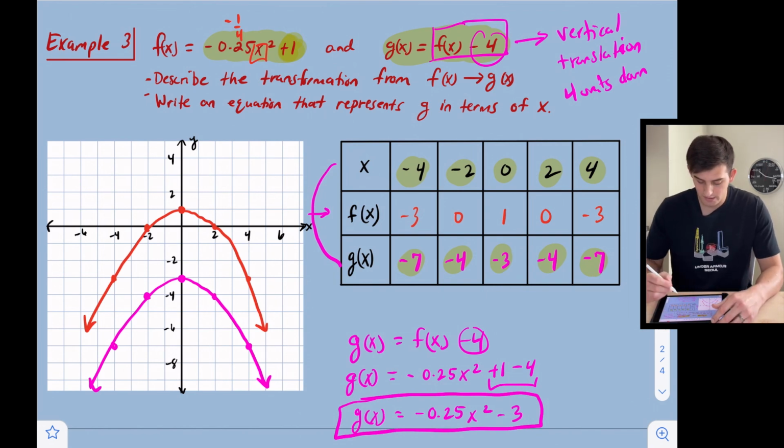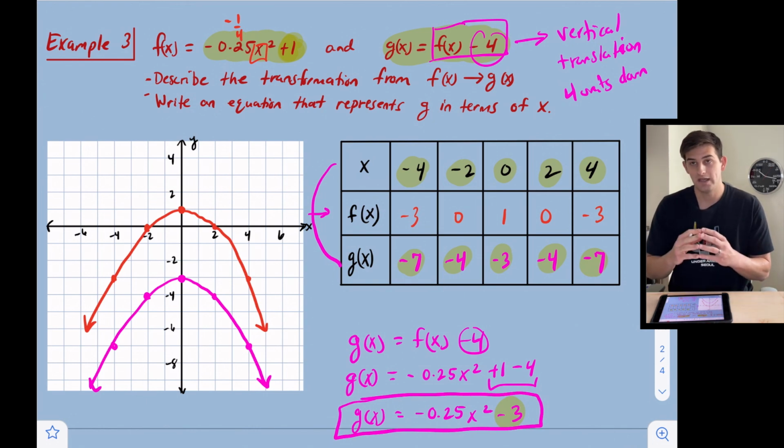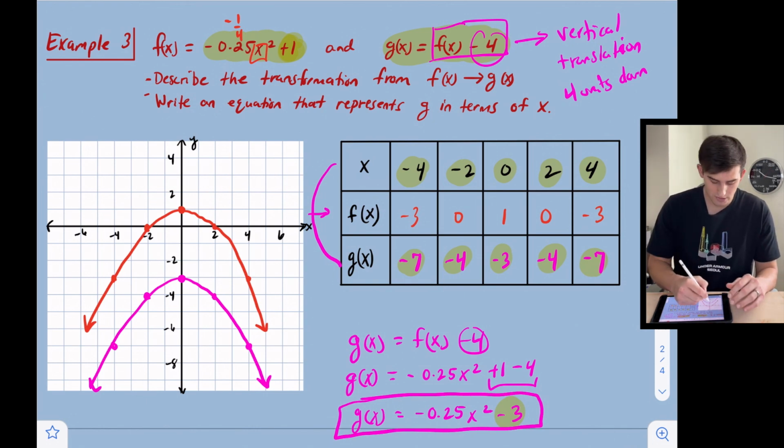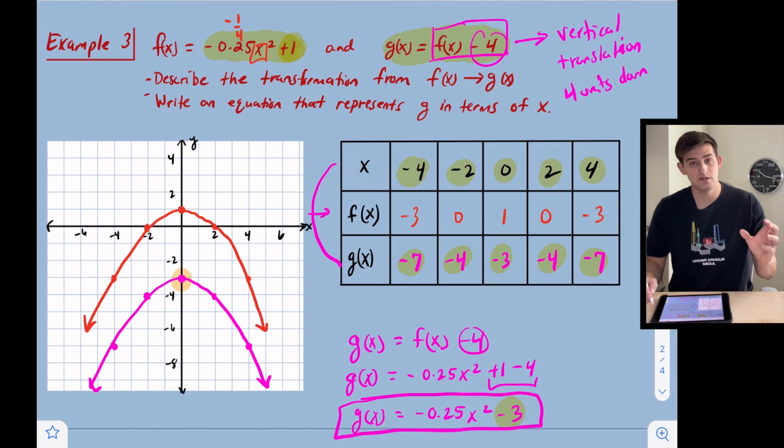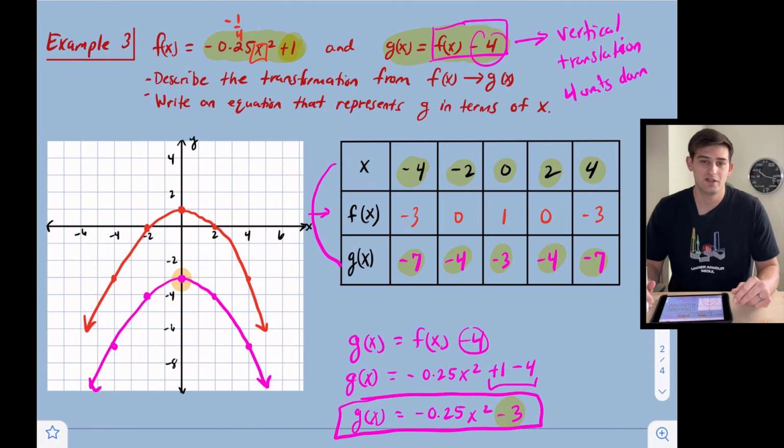So this should tell us, remember what we said c was, that's our vertical translation, that's where our vertex should be located. So look at where our vertex is located, 0, negative 3. Okay? And that's how you graph a quadratic function in the form f of x equals ax² plus c.